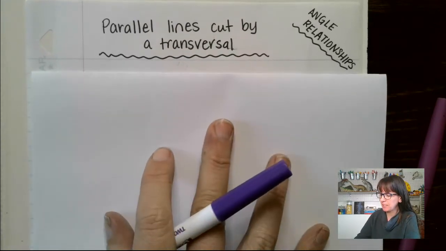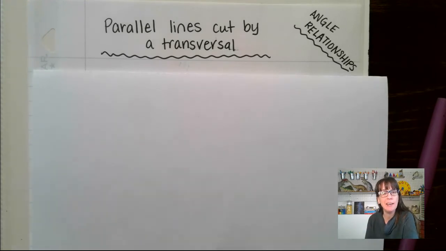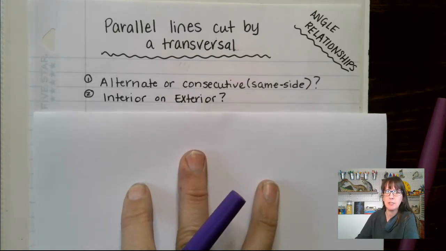Today we're going to talk about how to identify those and then what they add up to and what they equal. I'll give you some more information about that. So the first thing I want you to do is write down these two things.